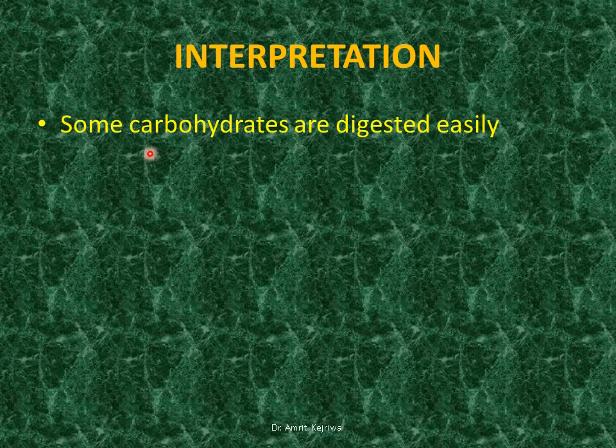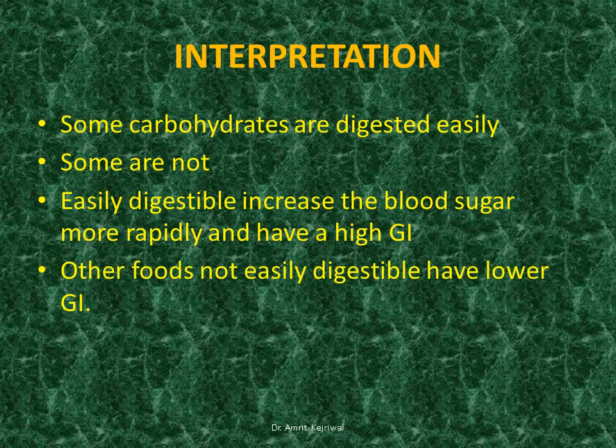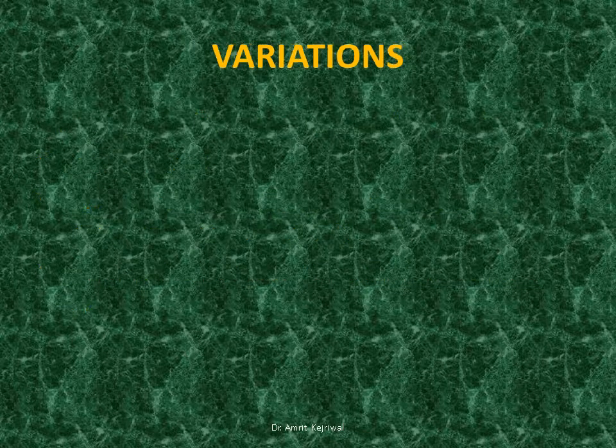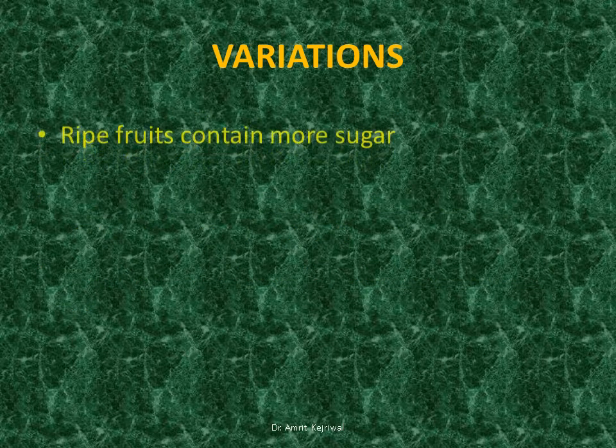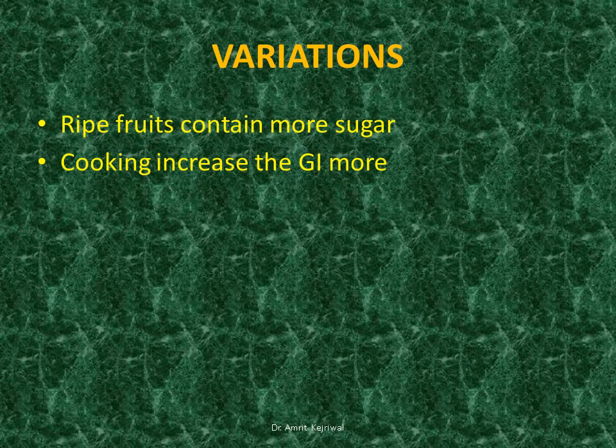Interpretation: some carbohydrates are digested easily, some are not. Easily digestible ones increase blood sugar more rapidly and have a higher glycemic index. Other foods that are not easily digestible have a lower glycemic index. There are individual variations. Ripe fruits contain more sugar. Cooking increases the glycemic index more, and again, processing of the food increases the glycemic index more.